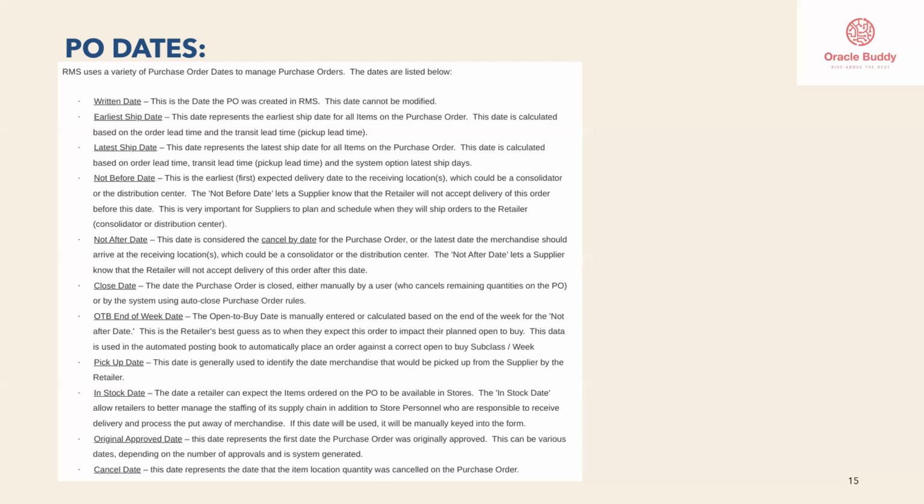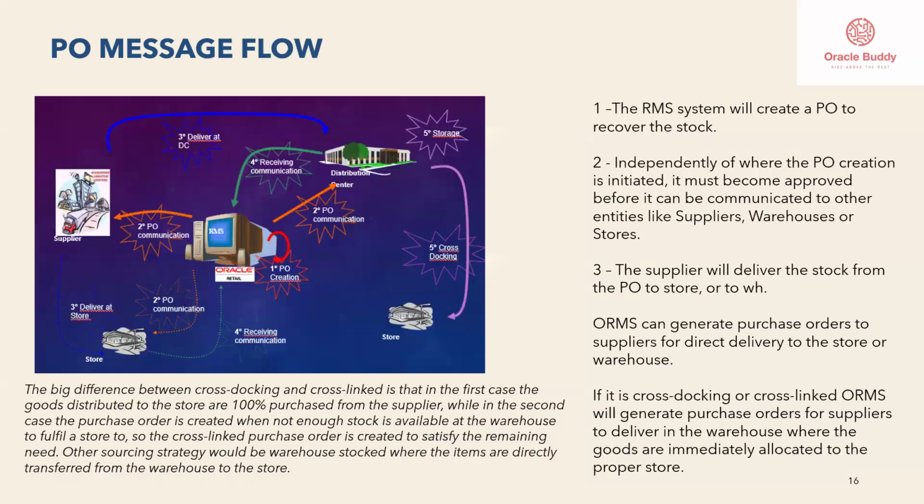Not after date. This date is considered as the cancel by date for the purchase order, or the latest date the merchandise should arrive at the receiving location, which could be a consolidator or distribution center. The not after date lets the supplier know the retailer will not accept delivery of the order after this date. Next few dates are like close date, OTB end of week date, pickup date, in stock date, original approval date, and cancel date. So they have the description on your screen. You can go through it.